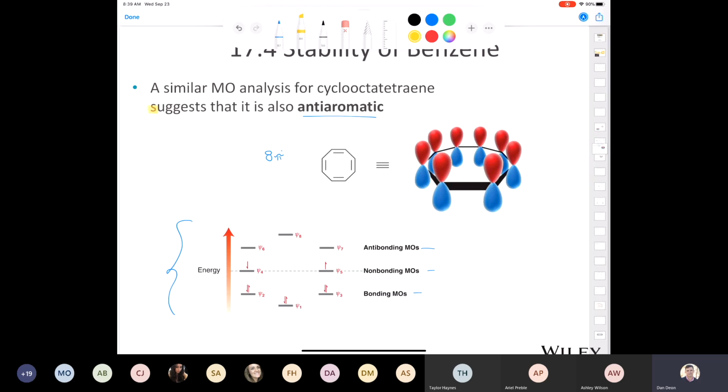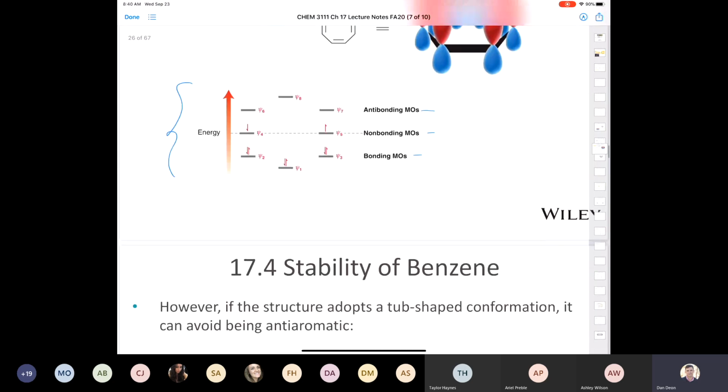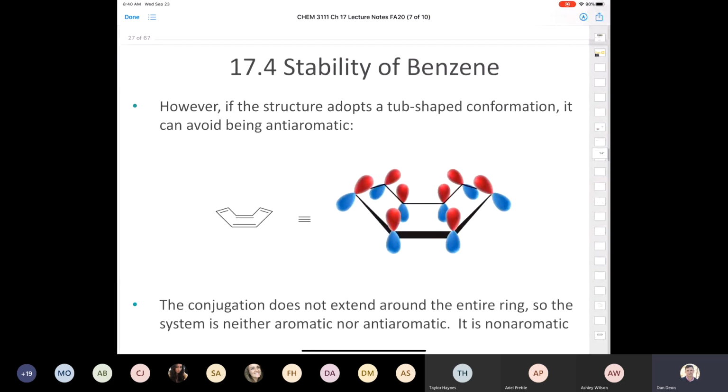Look, it suggests that it is also anti-aromatic. Now, before I show you the answer, which is on the next slide, remember, a molecule will do whatever it can to avoid being anti-aromatic because it's so high energy. And since cyclooctatetraene has that big 8-membered ring, what it can do is what's shown right here. It kind of bends.